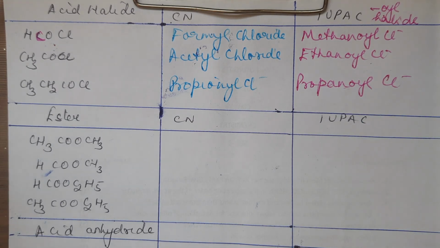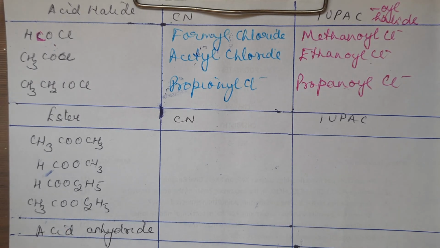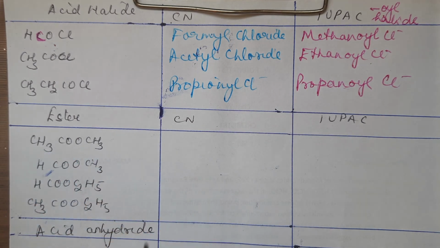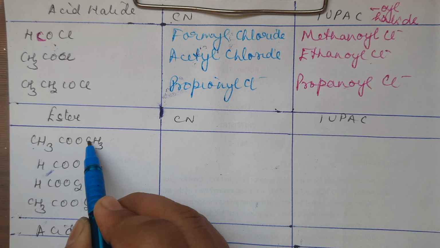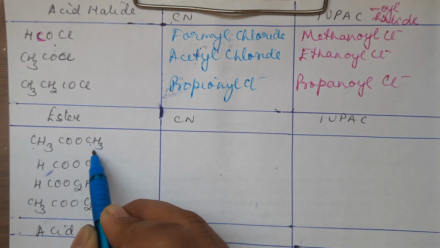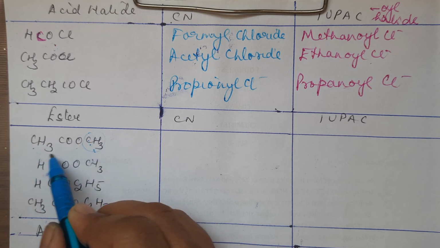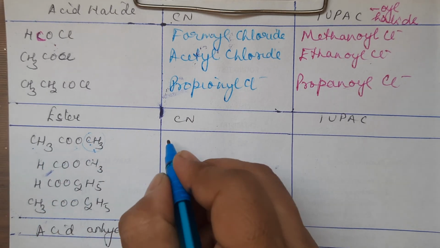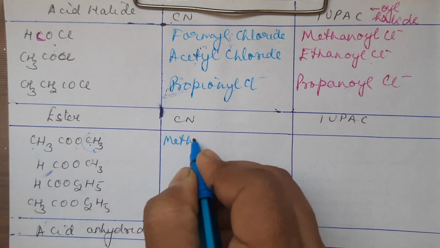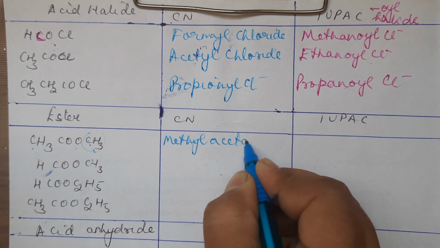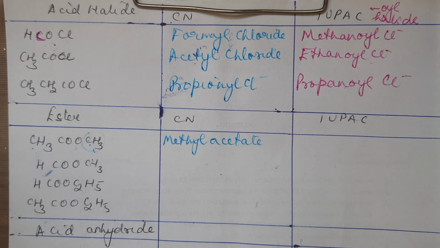Okay. Now, how to give names to these esters? So we will name them. This is a derivative of acetic acid. If it was CH3COOH, that H is replaced by methyl. So that is methyl, and what is this acid? Acetic acid. So you will name this as methyl acetate. Since acetic acid was obtained, you will name it as acetate.